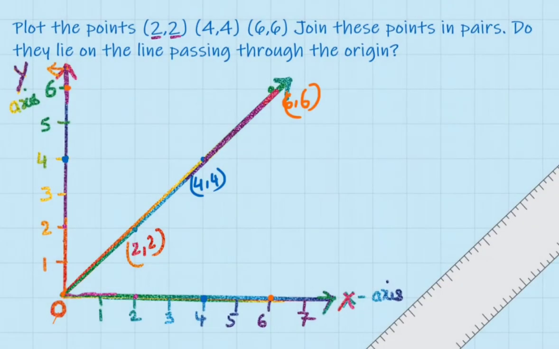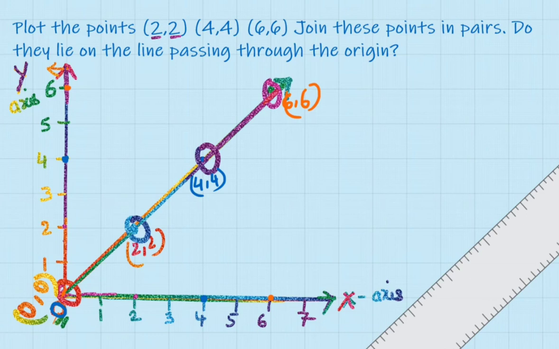Now see children, when you use a ruler and join (2, 2) with (4, 4) and (4, 4) with (6, 6), that means when you join this point with this point and then continue with this point, you will see that when you make this line straight, it passes through (0, 0), which is the origin. This is the origin from where the lines have started, the x-axis and y-axis.